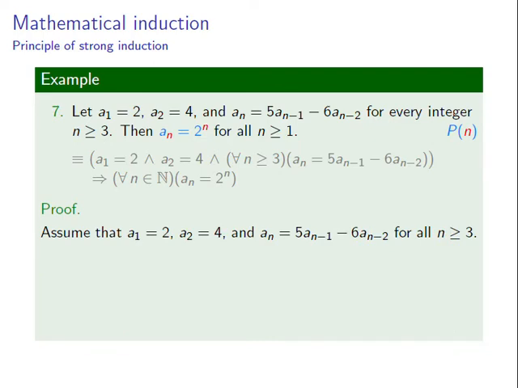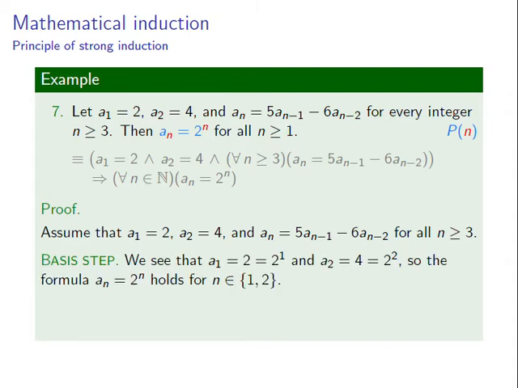Assume that each term an is as described in the claim. We see that the term a1, which is 2, is equal to 2 raised to 1, and the term a2, which is 4, is equal to 2 squared. So the formula an equals 2 raised to n holds for n equal to 1 and 2. This completes the basis step.